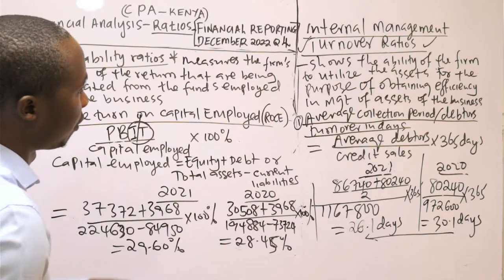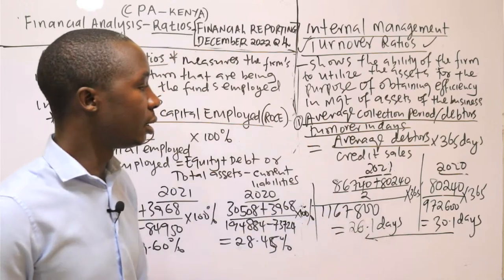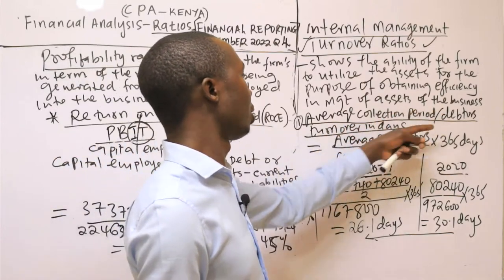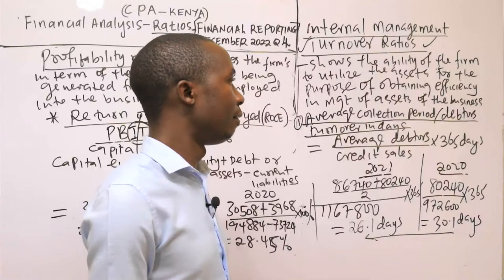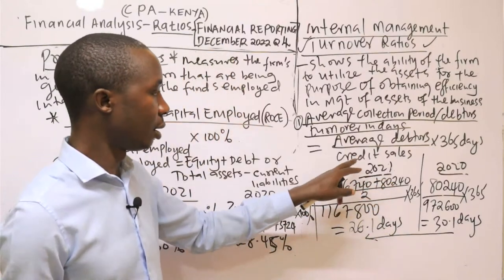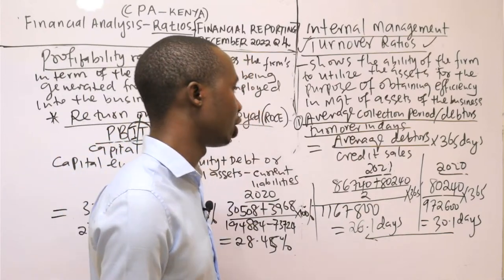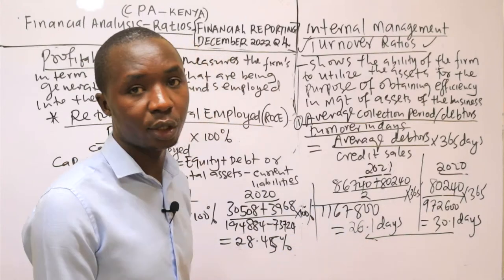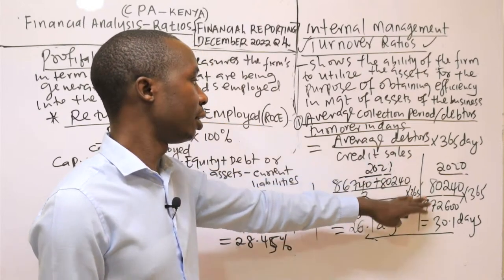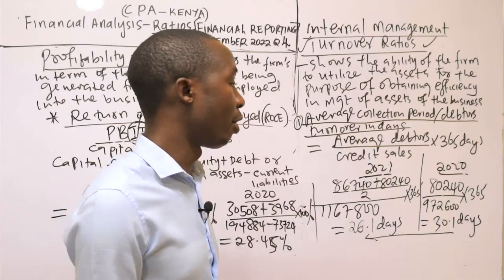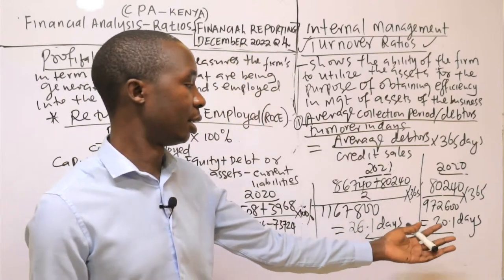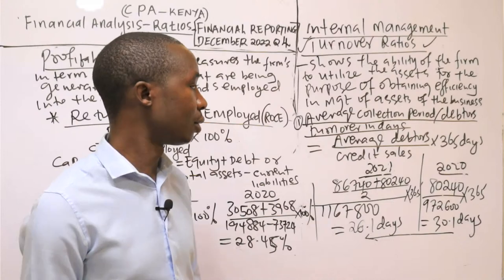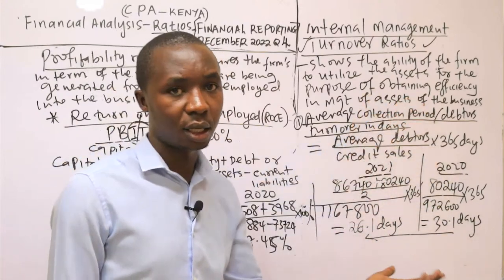Let's give our comment. For this one, I already commented, since we know what the average collection period is, or we call it receivables turnover period. It is the number of times the average receivables have been converted into cash. So now we have 30, then it reduced to 26. What does that show? If you were to comment, you could have said that the credit control is becoming more efficient because the days reduced from 30 to 26, from 2020 to 2021. I don't have to write more.